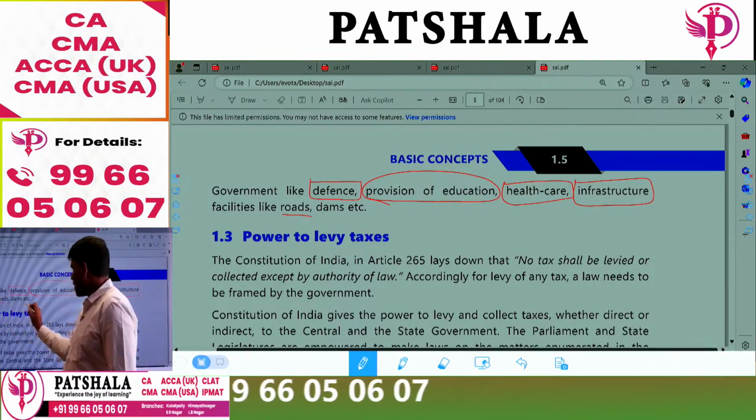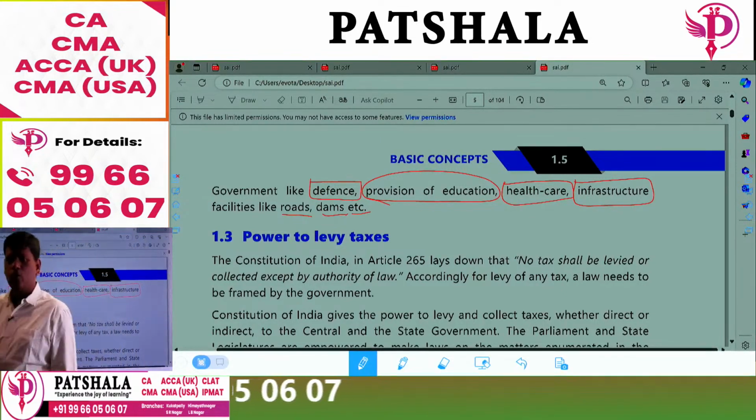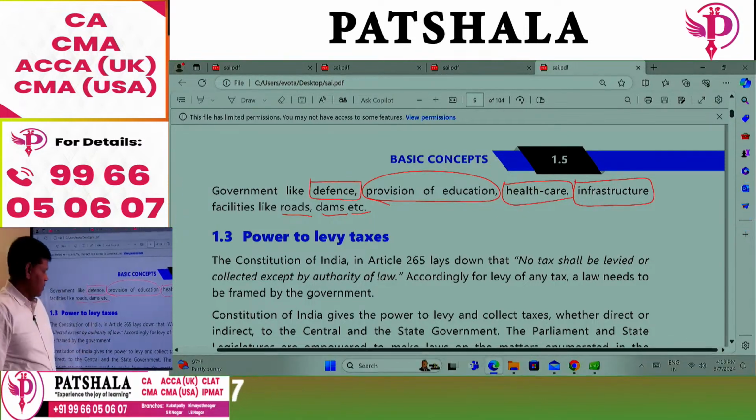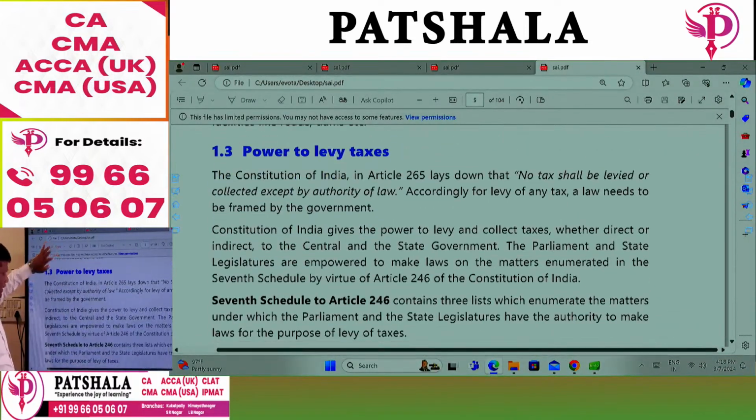Facilities like roads, dams, etc. So these are all the things which the government is going to do with the money called taxation. Okay. Then who gave the power to levy the taxes?